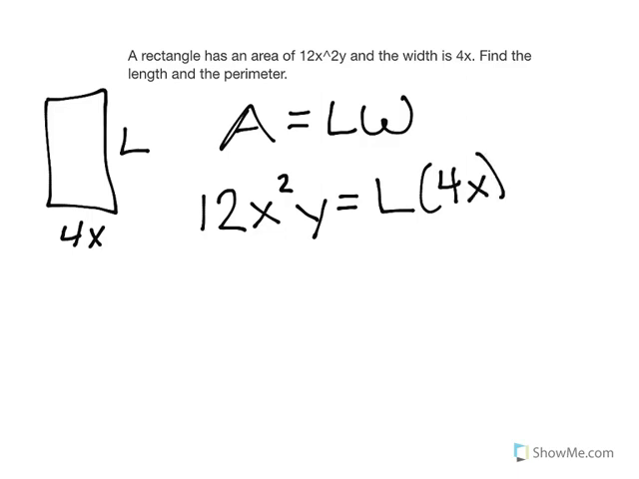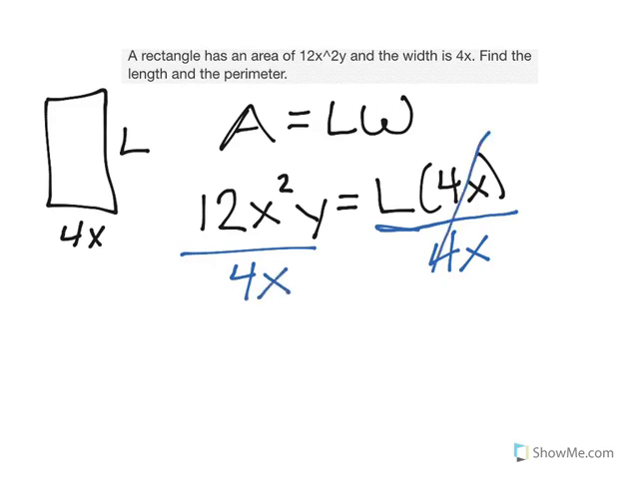So here I know I want to get L by itself, so I do what I would normally do, even without variables, which is divide by whatever's multiplied by that number, or that letter in this case. So I'm going to divide everything by 4x in order to get L by itself. So 4x divided by 4x becomes 1, so those go away. So on the right I have L.